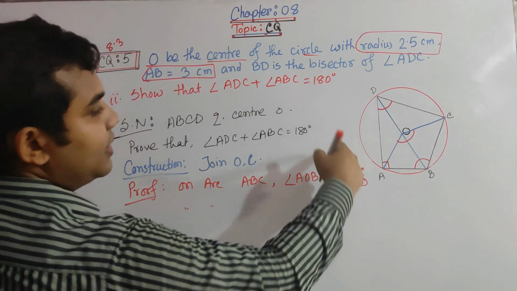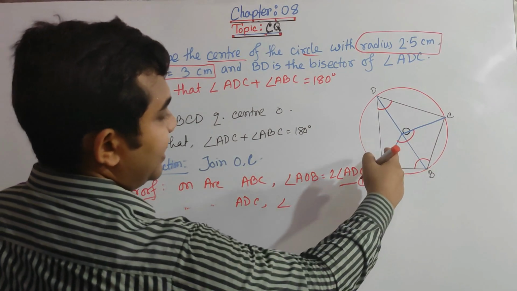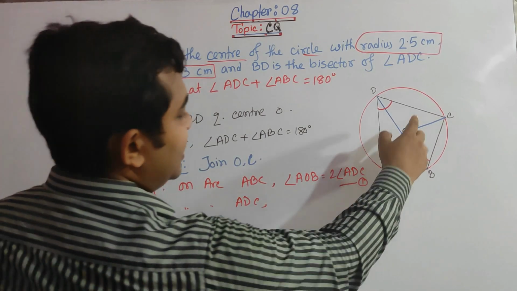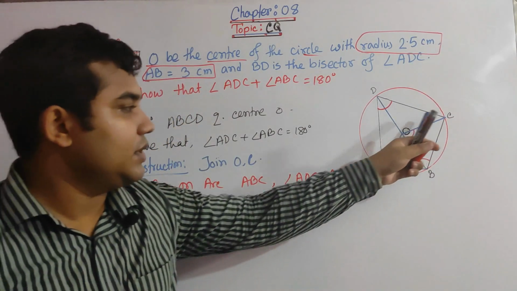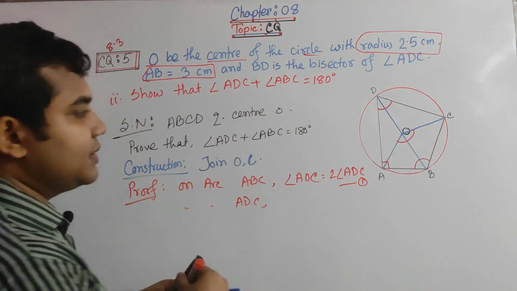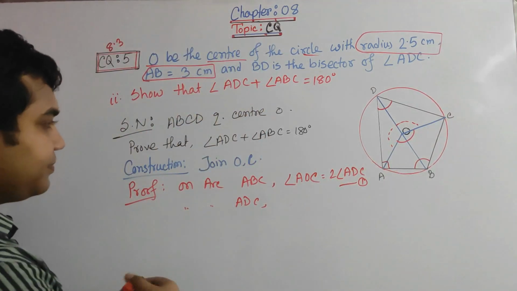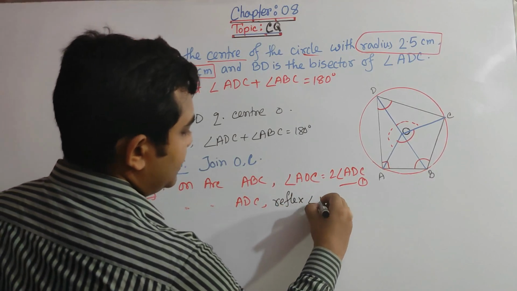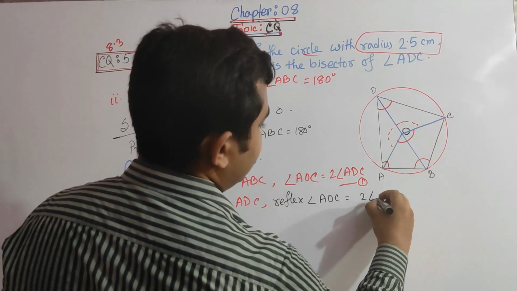On arc ADC, it can be written similarly. Here the central angle AOC is 2 times ADC. Since we are thinking of this angle, we have to think about the reflex. So reflex AOC equals 2 times ABC.